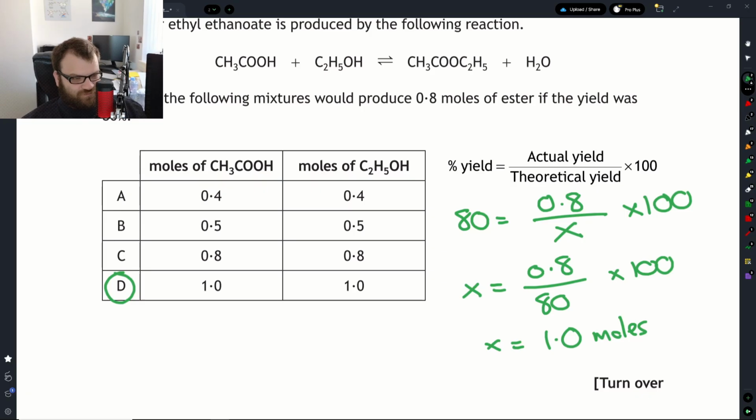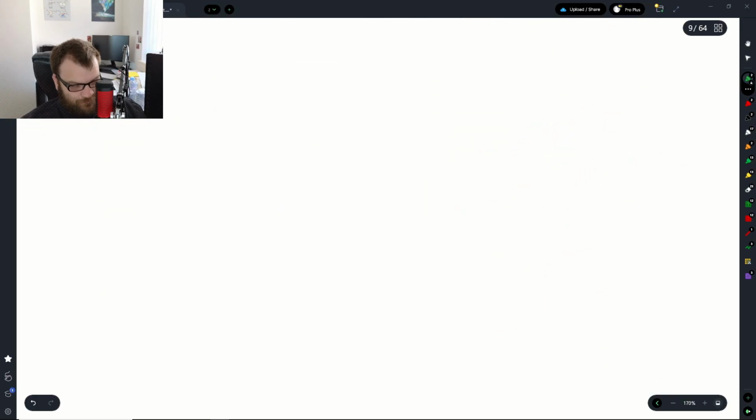That finishes off the question. Another way of thinking about it is, if you've got a yield of 80%, you're not fully efficient in turning the reactants into the product. You're only working at 80% efficiency. You need to use more of the reactants to form however much product you want. So if you're wanting 0.8 moles of the ester, we need to use more than 0.8 of the reactants, and D is the only one that fits in that category, giving us that as our correct answer.